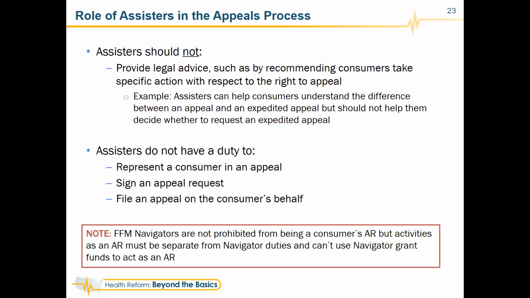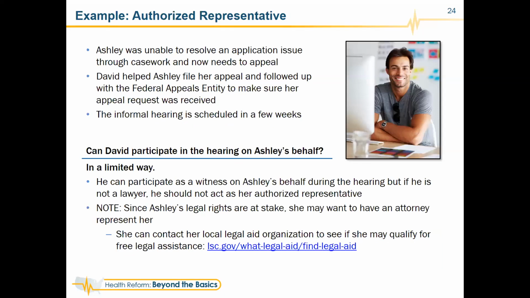So let's go through a couple of examples here. We have a consumer, Ashley, who couldn't resolve her application through casework and now wants to appeal. David is an assister and helped Ashley file her appeal and then followed up with the Federal Appeals Entity to make sure it was received. He's doing this in a support role. So again, can he participate in the hearing? Absolutely. He could be a witness, but we really think that if he's not a lawyer, he should not act as an authorized representative. And since the consumer's legal rights are at stake here, she may want to have an attorney represent her. If she's low income, she might be eligible for free assistance from her local legal aid organization.